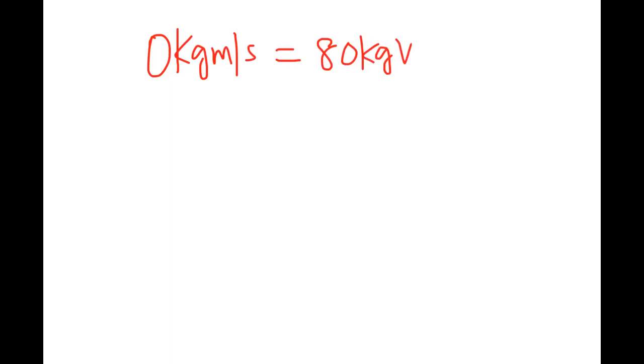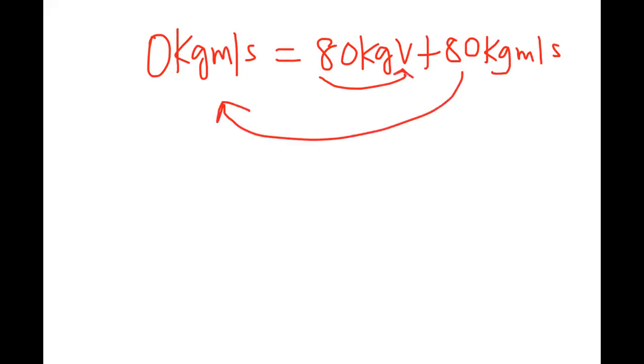So basically what you are saying is that 0 kilograms meters per second must be equal to 80 kilograms times V plus 80 kilograms meters per second. We want to find V, this V here. So I'm going to transfer this to the right-hand side to make this minus 80 kilograms meters per second equal to 80 kilograms times V.